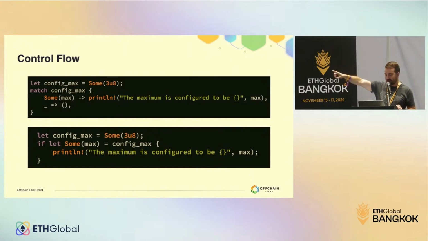3u8 is an 8-bit unsigned integer with the value of 3, and we're matching on that config_max, and given that it is something, we're going to parse that value out as max, and in that matching branch, the println there would print out the number 3. So this is a little bit more advanced syntax, and takes a little getting used to, but it can be very elegant when you need to make use of this. I highly recommend learning pattern matching as you get more advanced in Rust.